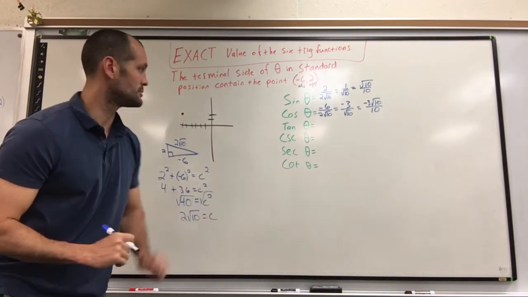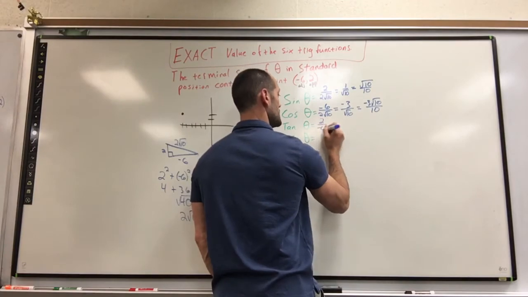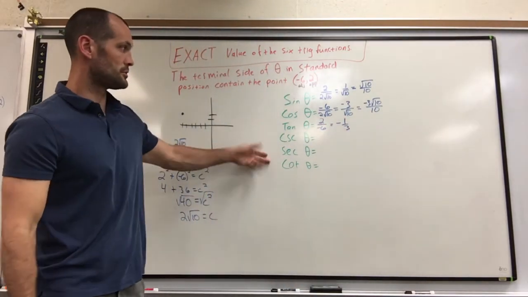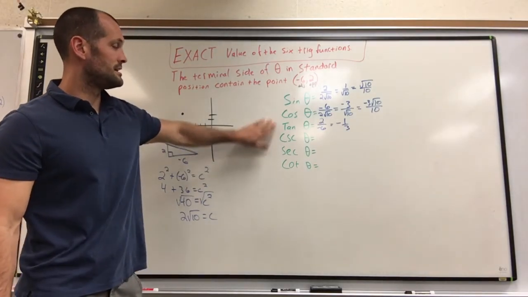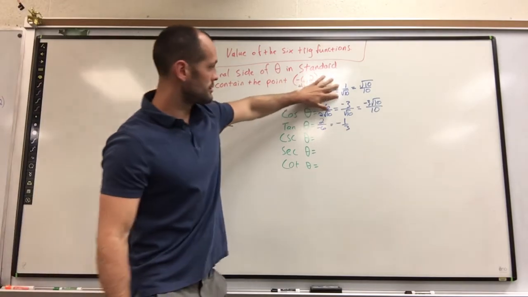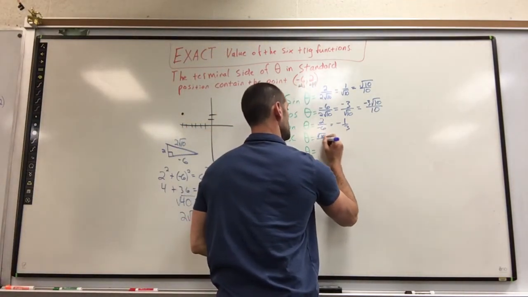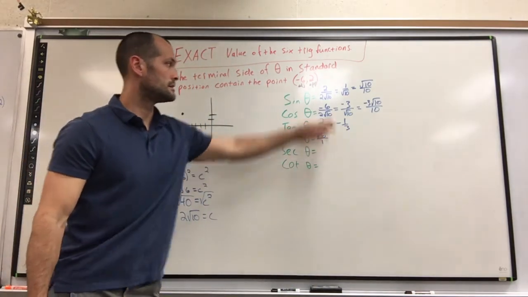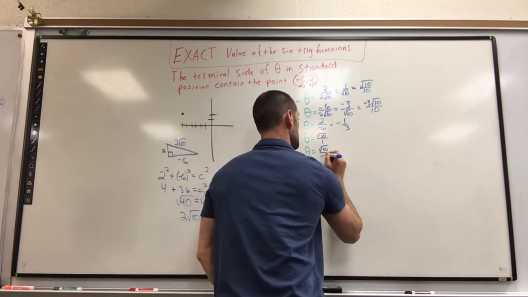Tan, oh, we got a nice one. Tan, opposite over adjacent. 2 over -6 reduces to -1/3. All right, reciprocal time. Look how nice this is. Cosecant is just the inverse of sine. So go to where you reduced, you end up getting square root 10 over 1. Nice. Secant, square root 10 over -3.